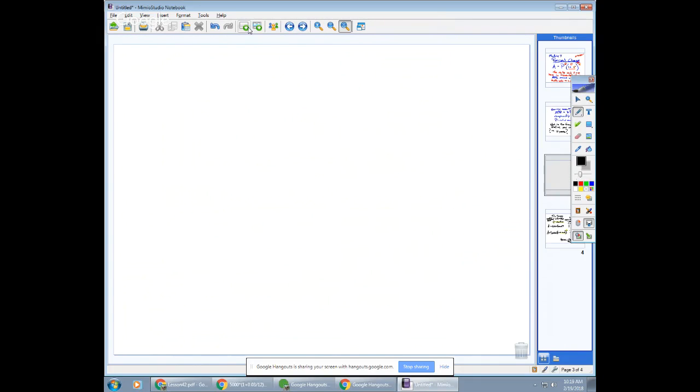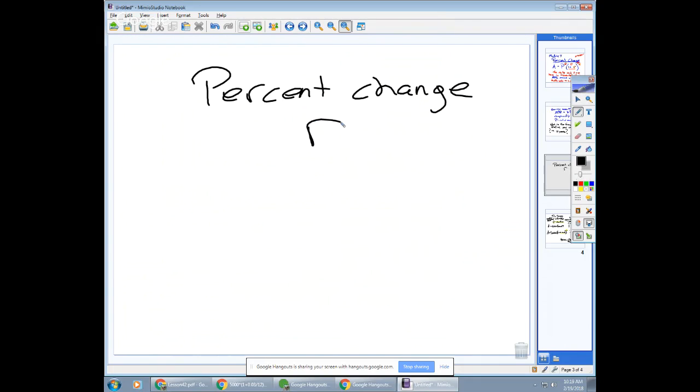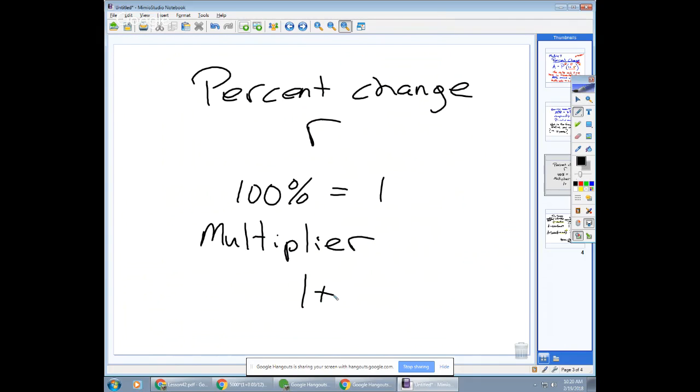So go back, I'm going to add a new screen. Anytime we have a percent change, let's say that change is R, it's best to deal with it with respect to 100%. So 100% is 1, a regular number. We get this multiplier effect that we played with in the last 2 classes, where we want to consider what 1 plus R is. So 1 is the initial amount and R is your change. That's where the 1 comes from.